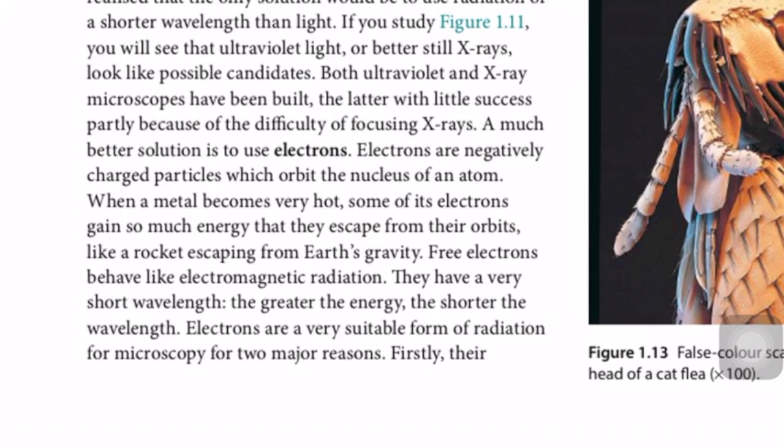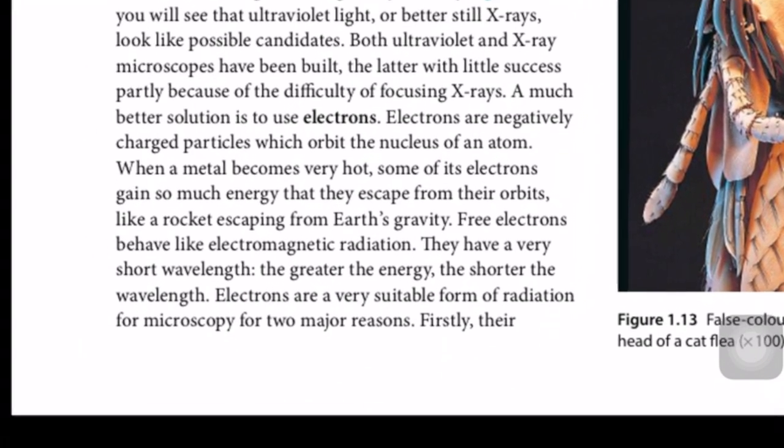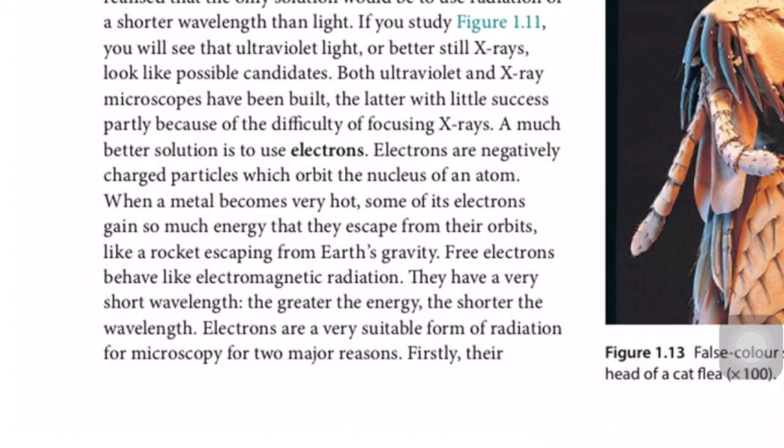A much better solution was to use electrons. Electrons are negatively charged particles which orbit the nucleus of an atom. When metals become very hot, some of their electrons gain so much energy that they escape from their orbits like a rocket escaping from the Earth's gravity. The heat energy is converted into the kinetic energy of the electrons, and so they gain so much kinetic energy that they leave the orbits and go out very fast, like a rocket.